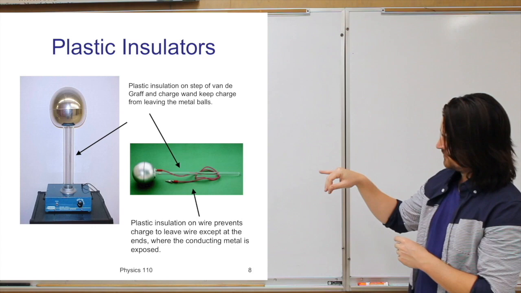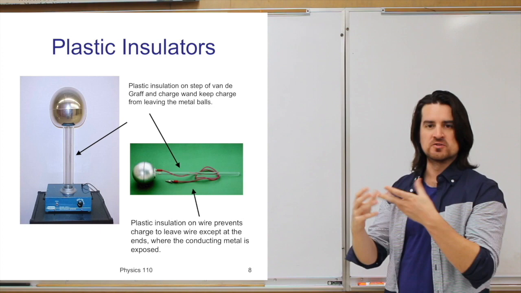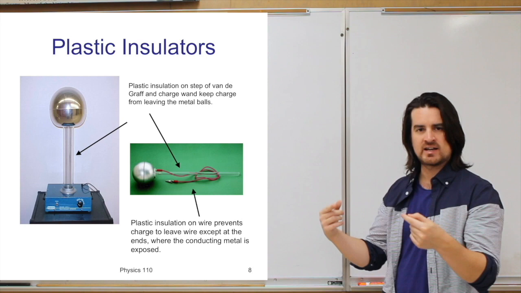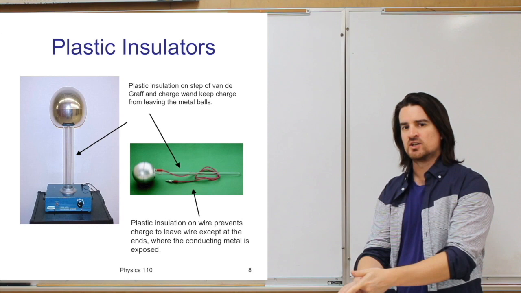Also, if you take a look at the wires that are used a lot of times in electrical circuits and connections and testing, the wire itself is metal, so it's a good conductor, but it's generally going to be wrapped in some kind of rubber or plastic so that the metal is insulated from your hand if you go to grab it. So if I'm picking up a wire, I'm not actually going to be conducting electrons from the wire to me, because there's that insulating plastic in between.